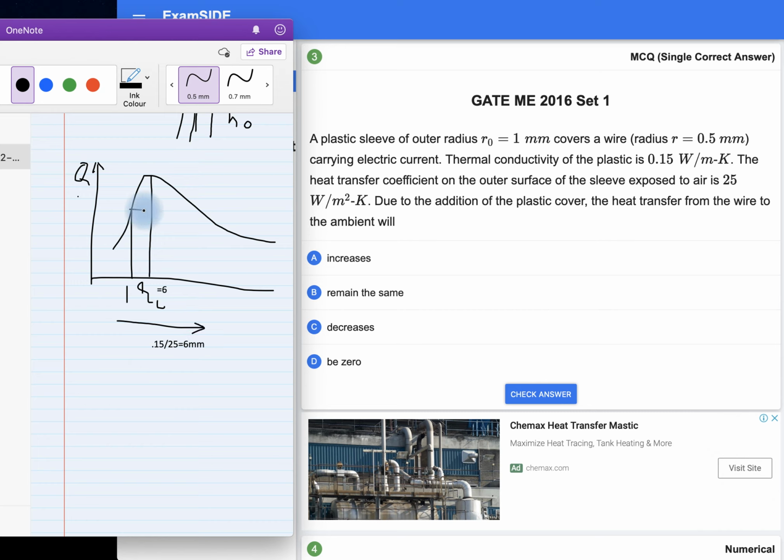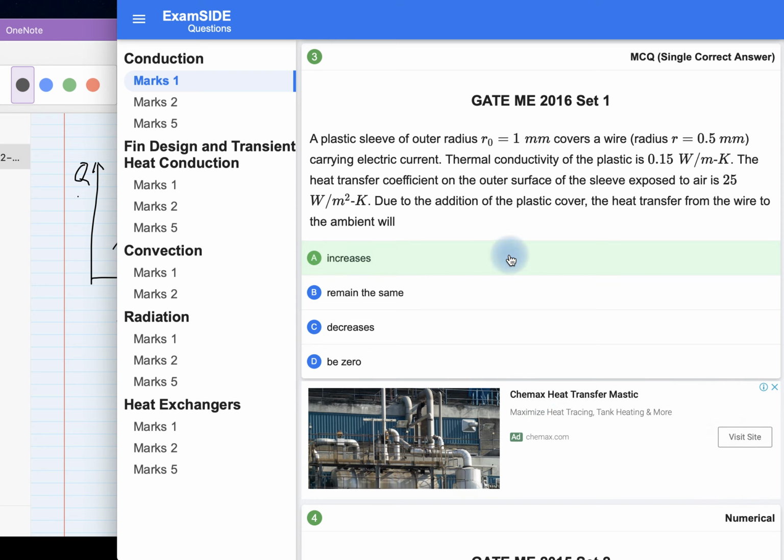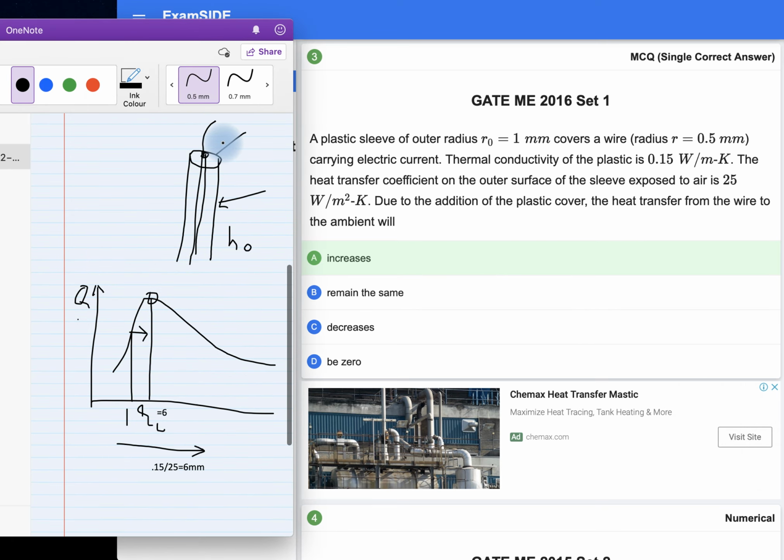So my heat transfer will increase up to the critical radius, so the current carrying capacity will reduce. So due to the addition of the plastic cover, the heat transfer from the wire to the ambient will increase. We will check our answer. That is our correct answer. That is A, because if we are adding more insulation now, we are increasing the radius up to the critical radius. So heat transfer is increasing.